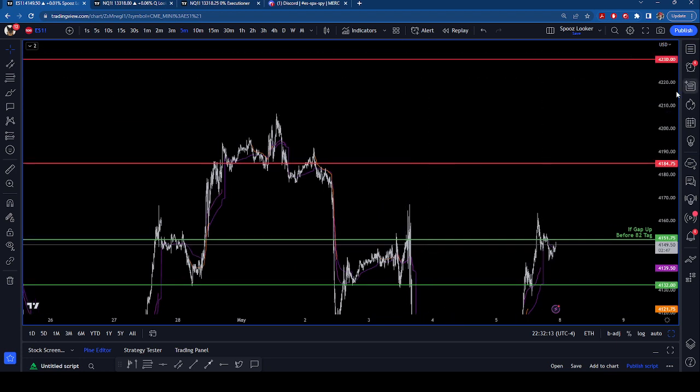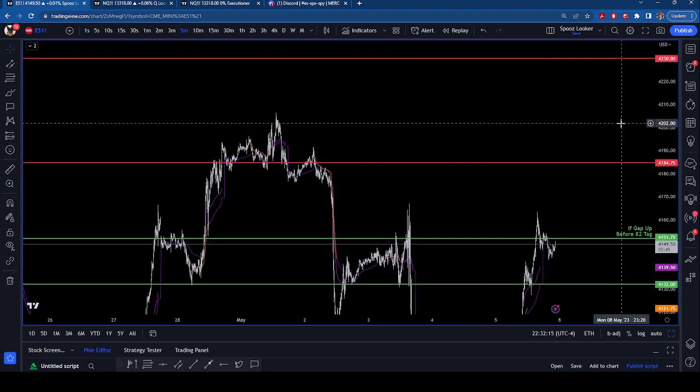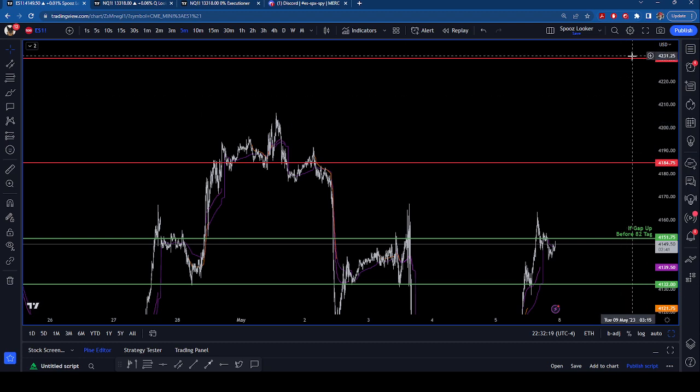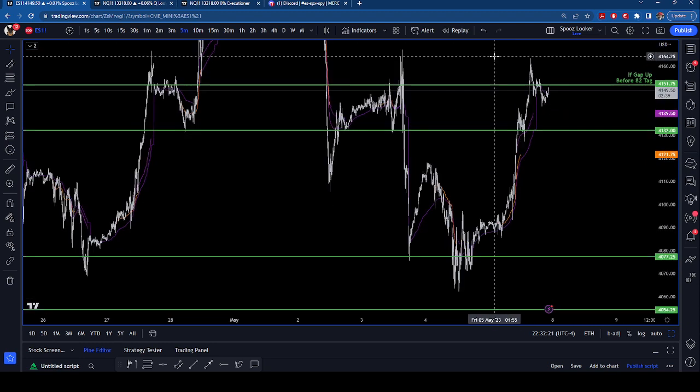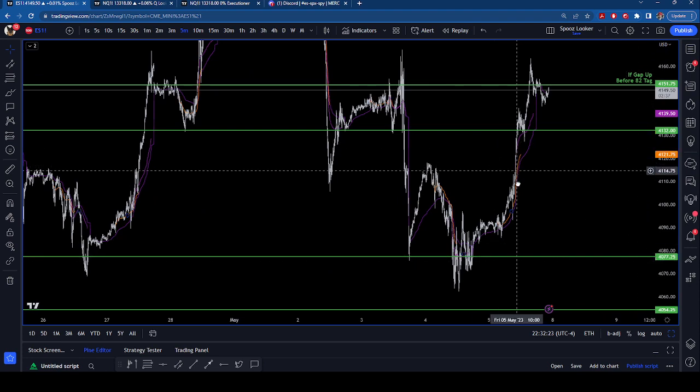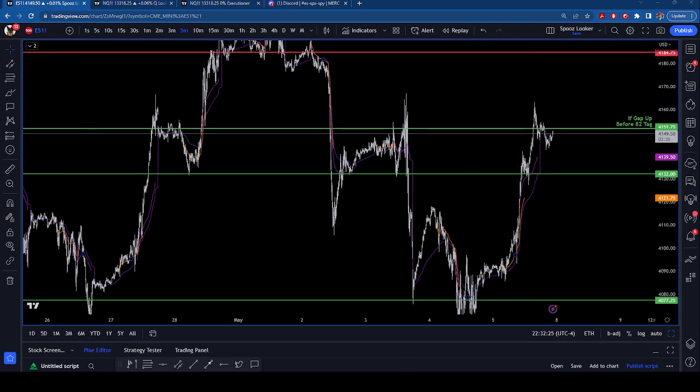Doubtful we trade above 4,200-ish tomorrow. I don't really see it happening. I doubt I get that short opportunity at 42.30, and I'm doubtful I really get that long opportunity at 77 quarter. So, hope that makes sense. Looking for probably a pretty bid Monday session.